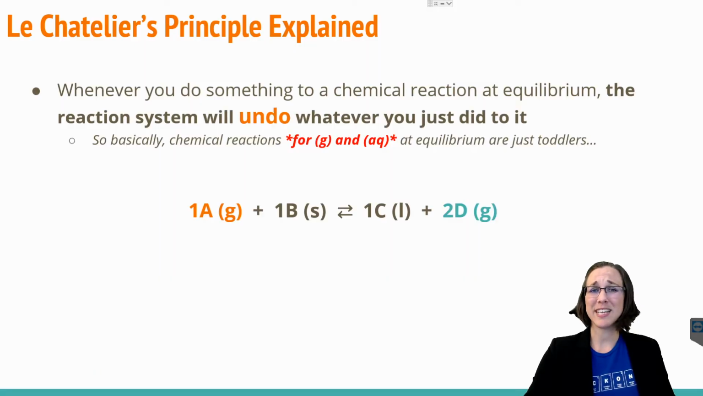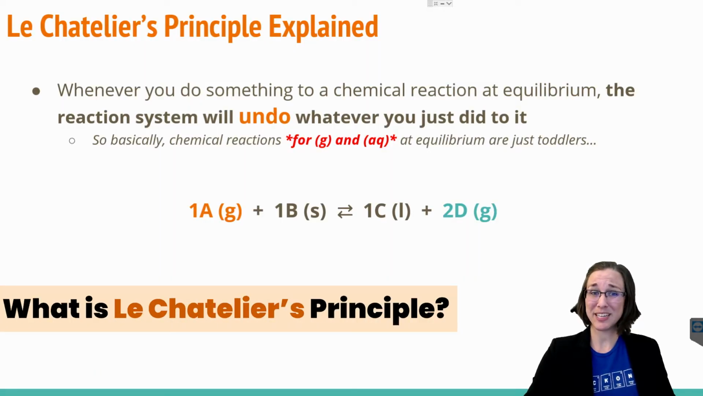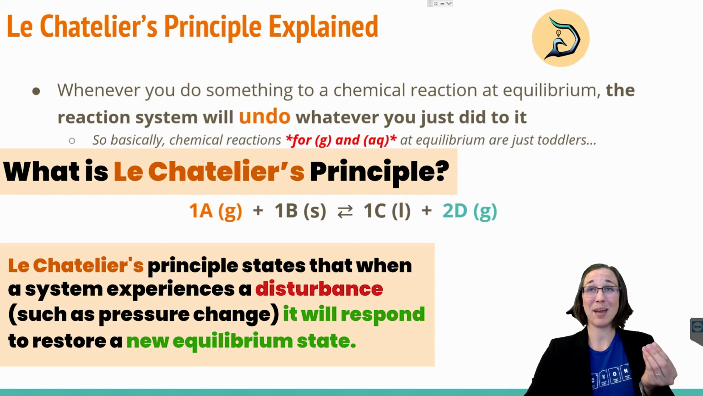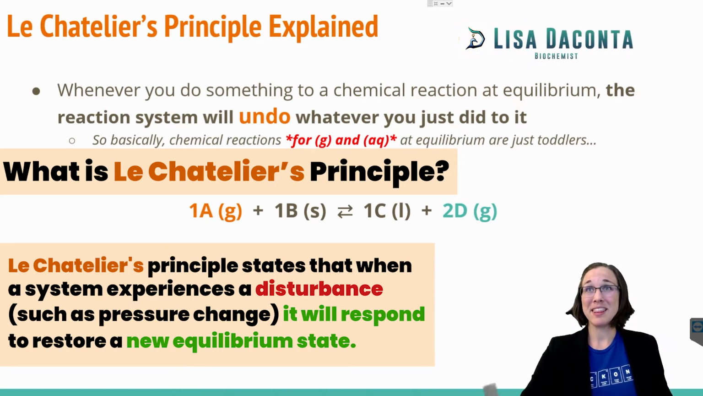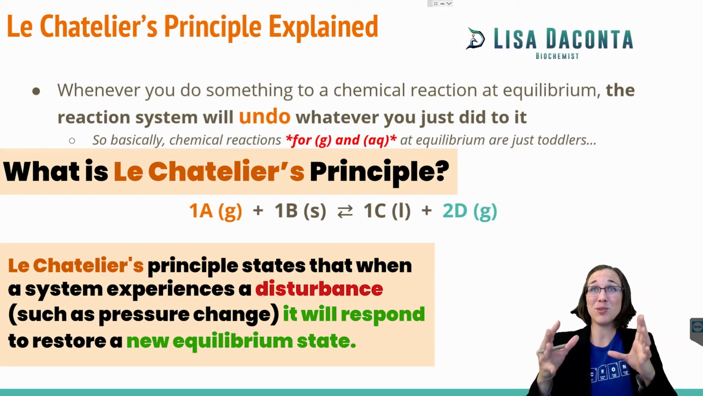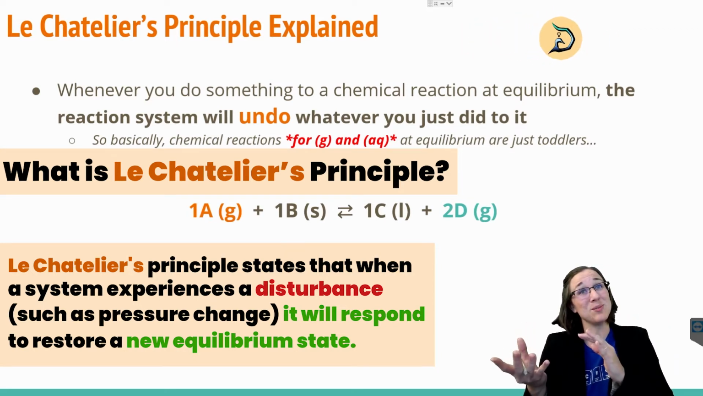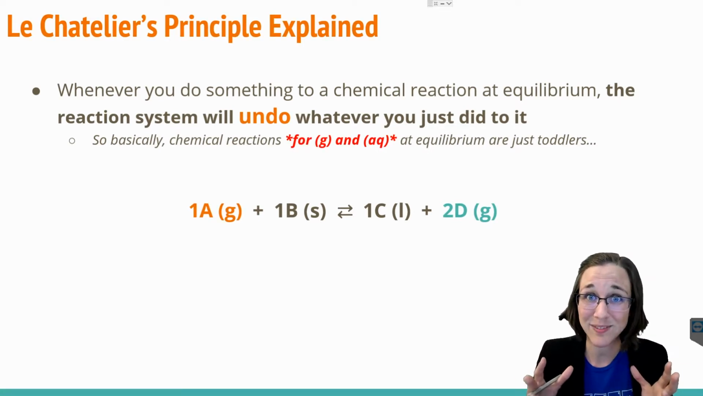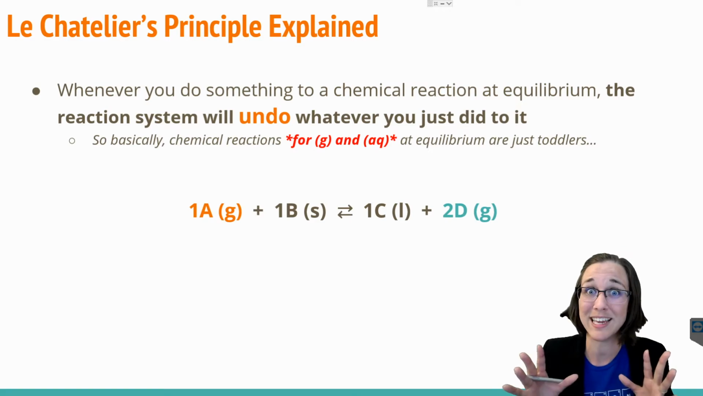First, we need to understand what the heck Le Chatelier's principle even is. Basically, the premise of it is that if you have a chemical reaction and you do something to that chemical reaction at equilibrium, the entire reaction system is going to try its best to undo whatever you just did to it. So in other words, chemical reactions are literally just toddlers, because toddlers' whole goal in life is to literally undo everything you just did.